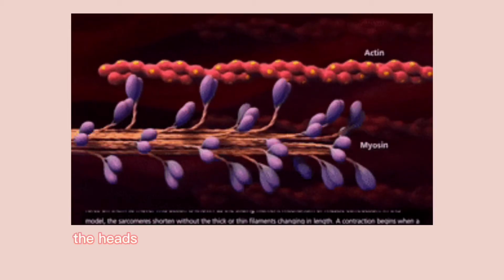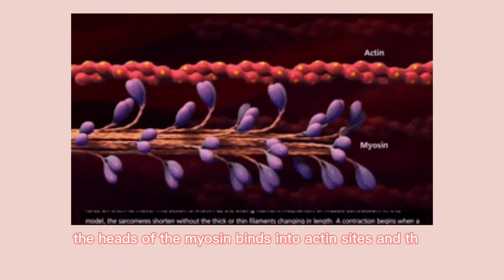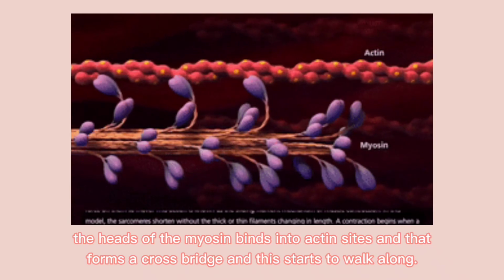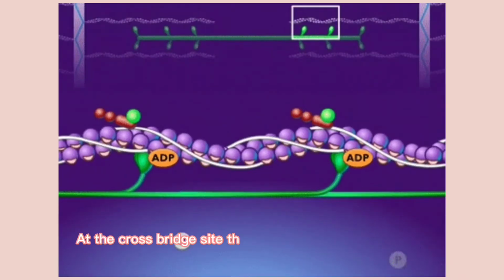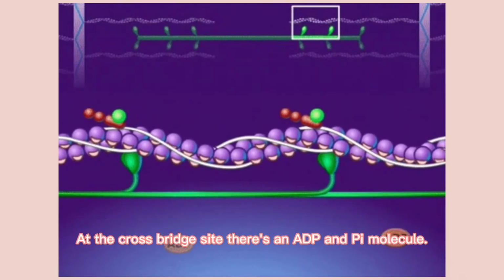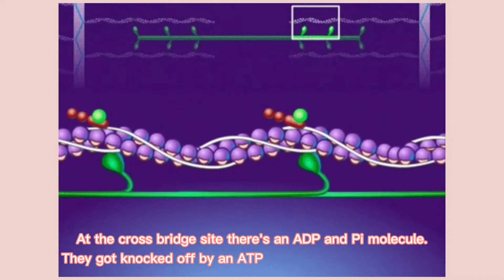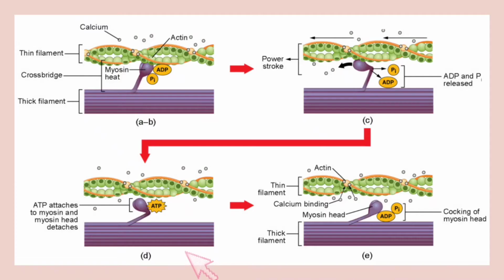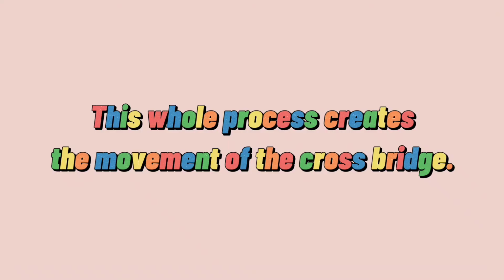So, the heads of the myosin bind to actin sites, and that forms a cross bridge. This starts to walk along. At the cross bridge site, there's an ADP and Pi molecule. They get knocked off by an ATP molecule on the myosin head. The ATP molecule allows for relaxation at the cross bridge, and the ADP and Pi molecule allow for the active sites to be bound. This whole process creates the movement of the cross bridge.